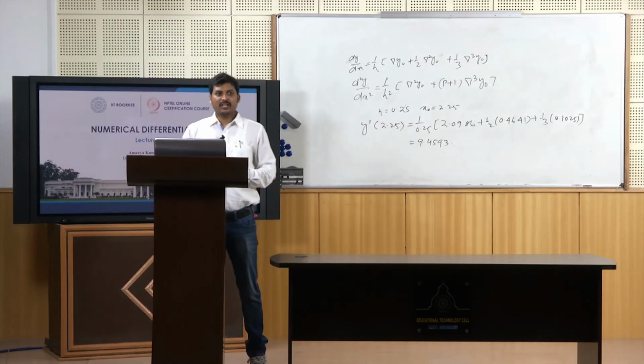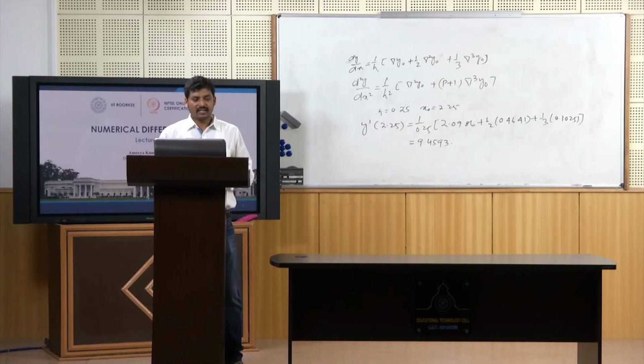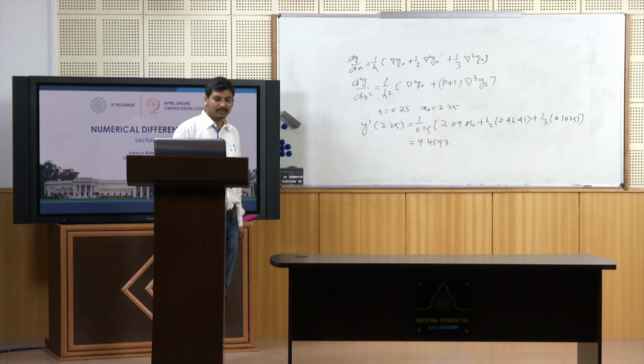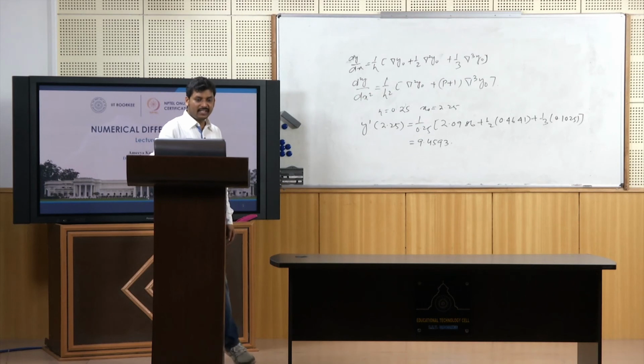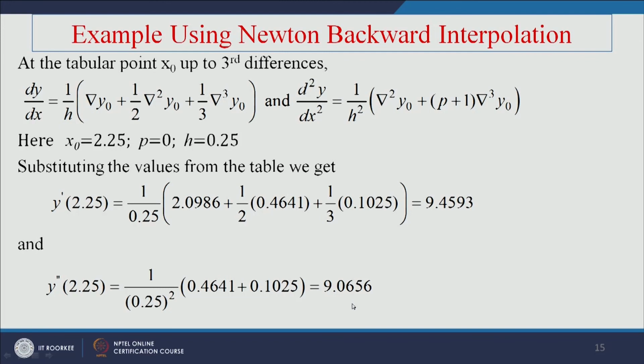Similarly, we can obtain the derivative for second order at the 2.25 point, which can be written as 1 by h square. So we write 1 by 0.25 whole square into nabla square of y0, that is 0.4641, plus 0.1025, which gives 9.0656.